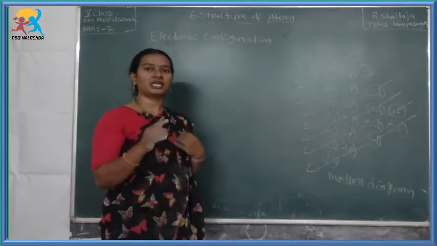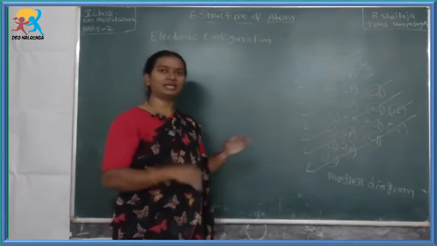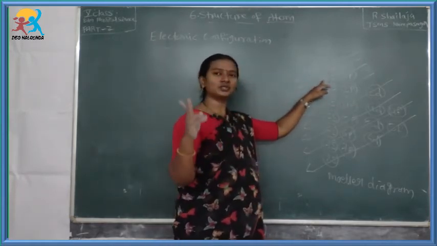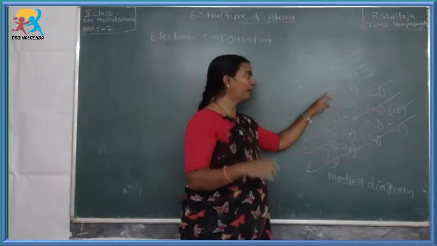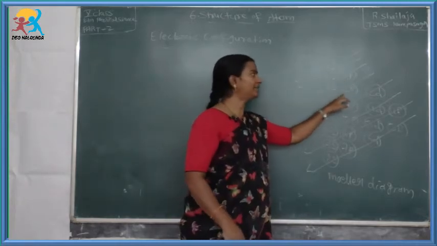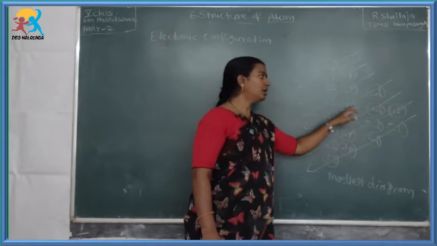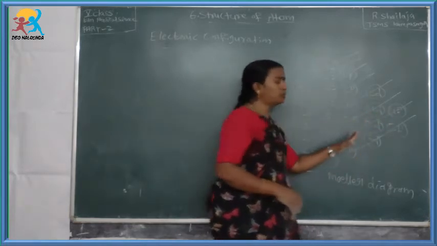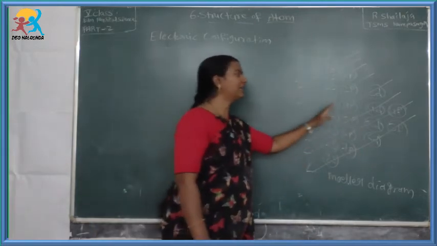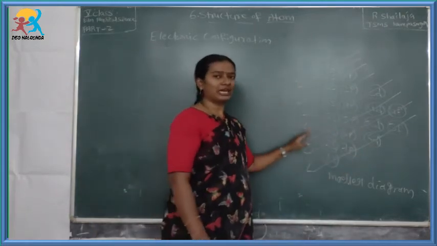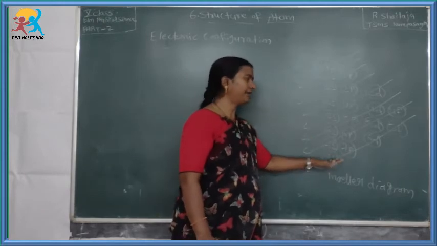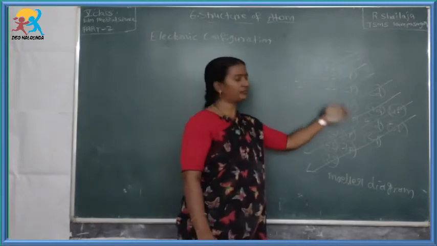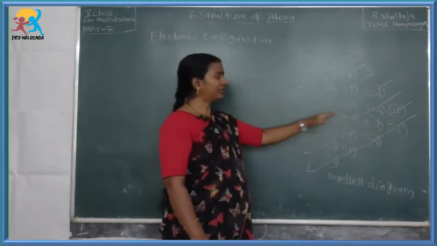The first shell is only one shell, it has only one orbital, that is 1s. The second shell has 2 subshells, 2s and 2p, the third shell has 3 subshells, 3s, 3p, 3d, and the fourth shell has 4 subshells, 4s, 4p, 4d, 4f. The fifth shell has more, but as there are only 118 elements so far, this is enough. For this diagram, filling up to 8s is enough. If future elements are discovered, the electronic configuration would be extended further.